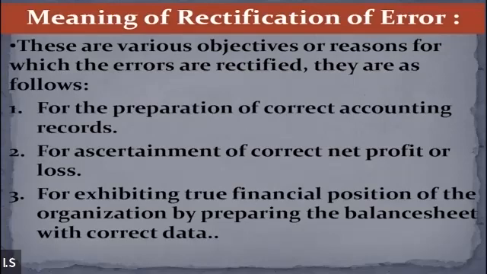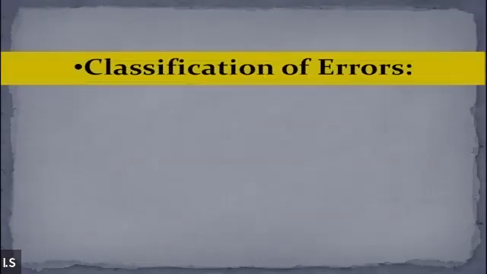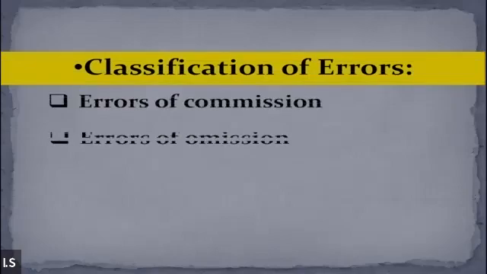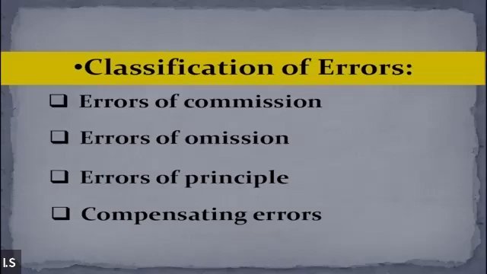Now we have a few objectives and purposes of rectification. For the preparation of correct accounting records, this is one of the purposes. Then for ascertainment of the correct net profit, and also we rectify the transaction so as to exhibit the true financial position of an organization by preparing the balance sheet with the correct data. Then I have classified the errors into 4 categories: error of commission, error of omission, error of principle, and compensating errors.